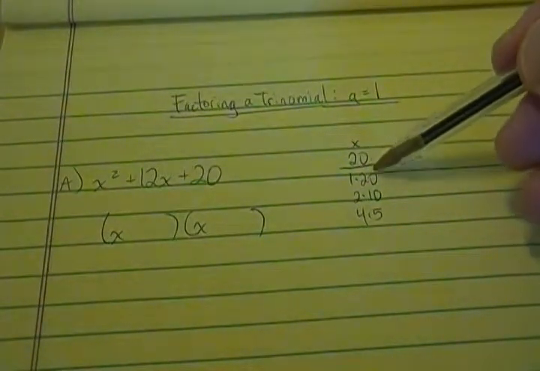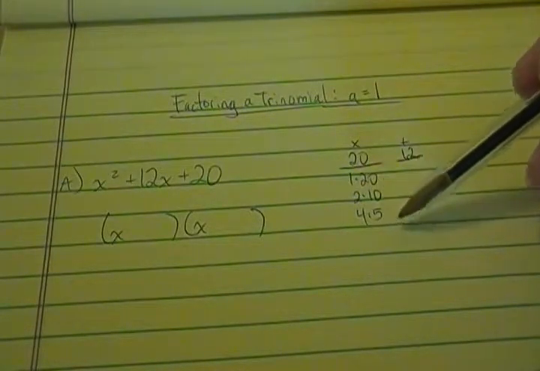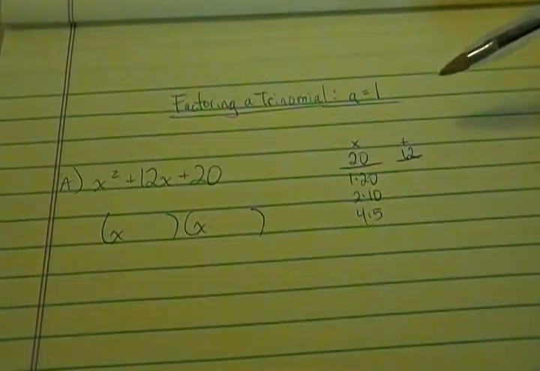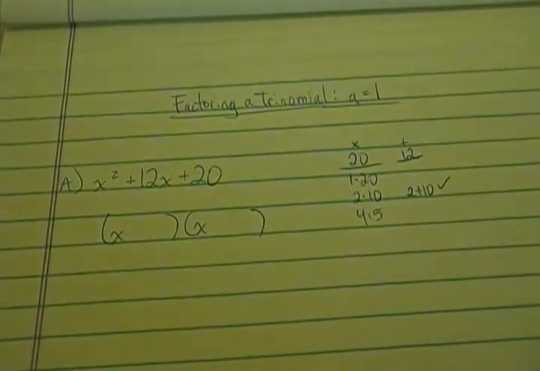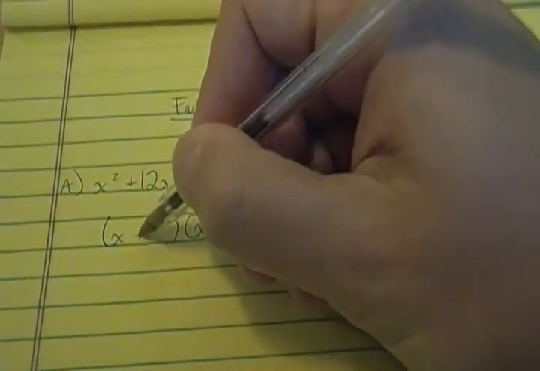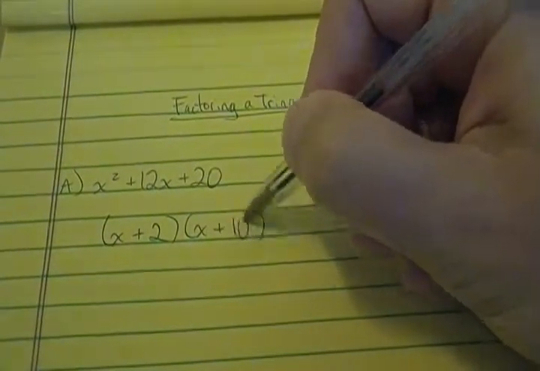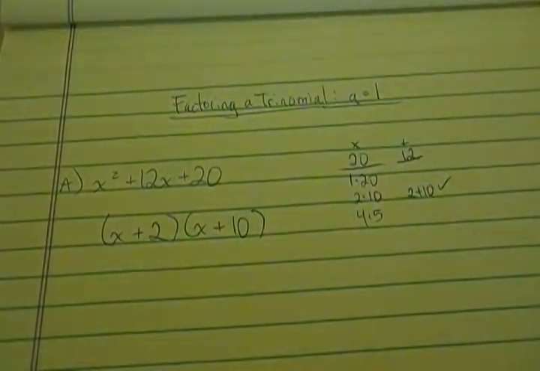Now we look back at our list of numbers that multiply to equal 20, and figure out which one adds up to 12. If you're at all competent with addition, it's pretty obvious: 2 plus 10 adds up to equal 12. So the numbers I'm going to use in my factors are a plus 2 and a plus 10. The order you write these in doesn't matter. If you wrote x plus 10 and then x plus 2, that doesn't matter.